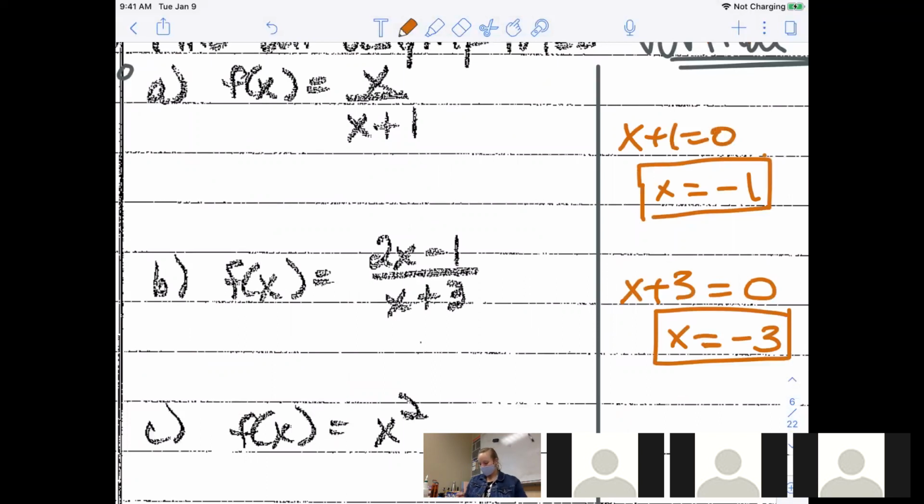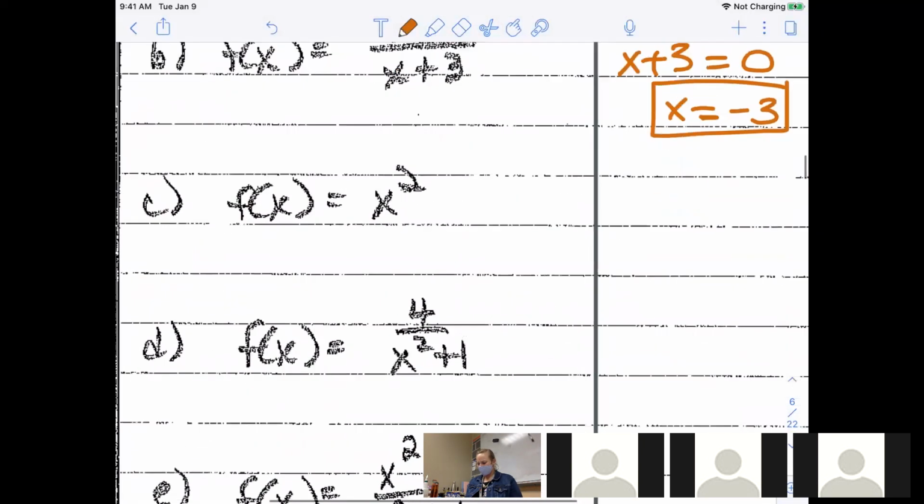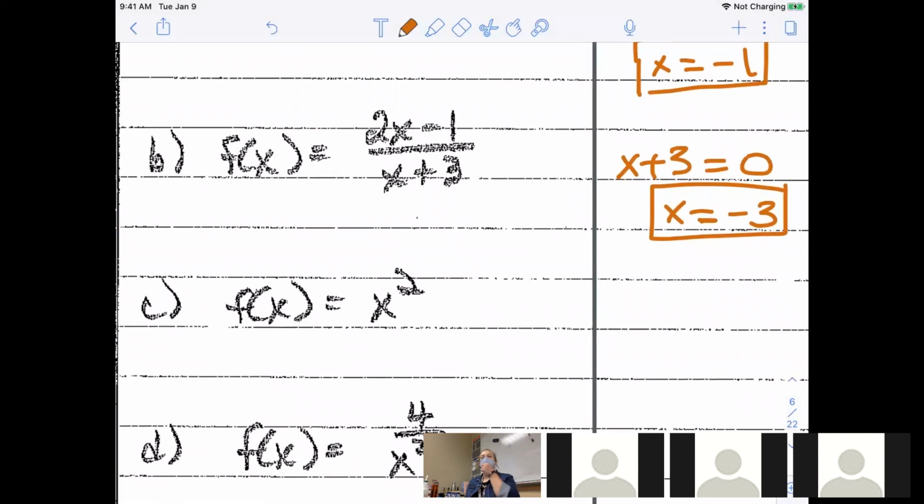All right, letter C. Ooh, what's my denominator on letter C? 1. I don't need to set 1 equal to 0 because that will never be true. If it doesn't have a denominator, there is no vertical asymptote. There is none.